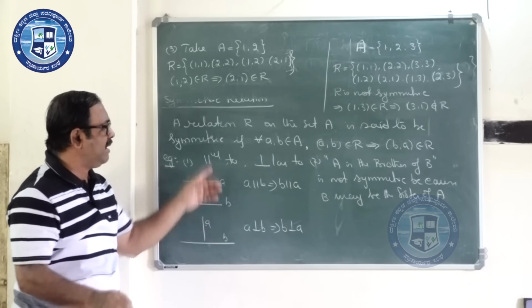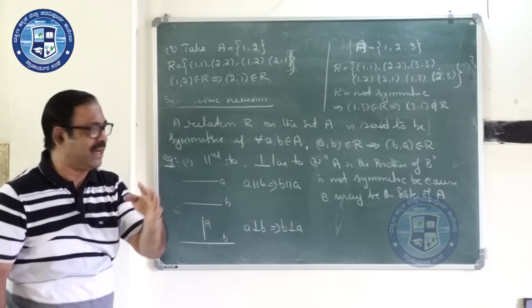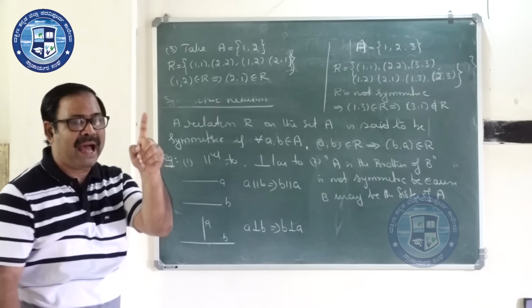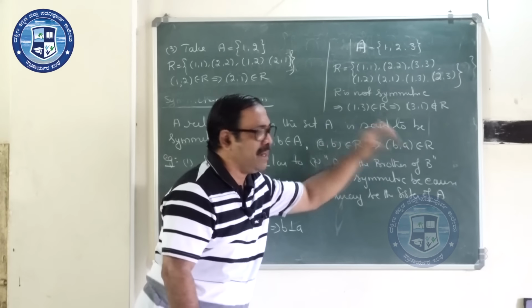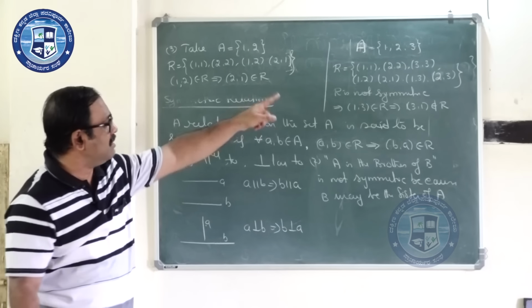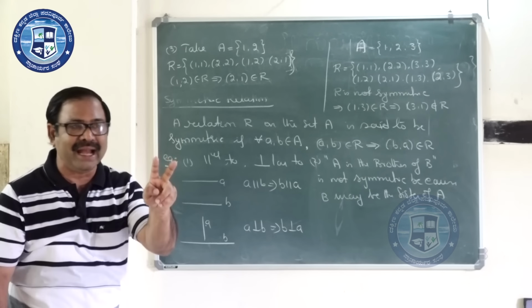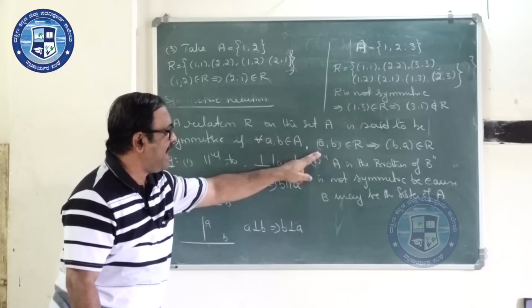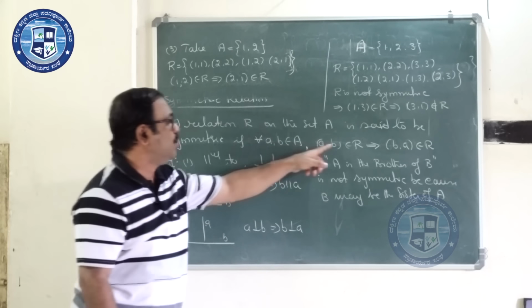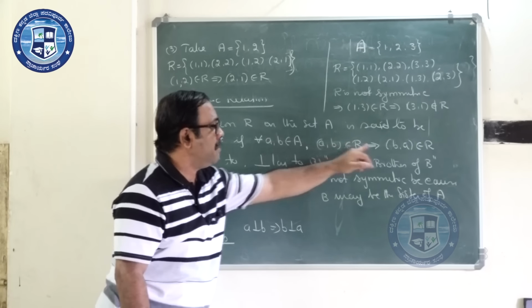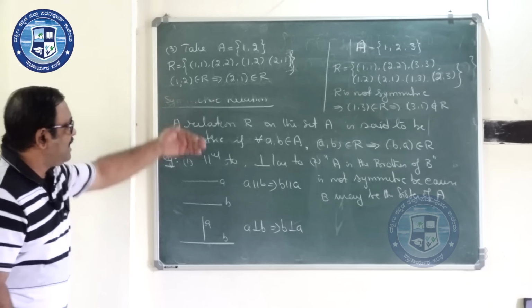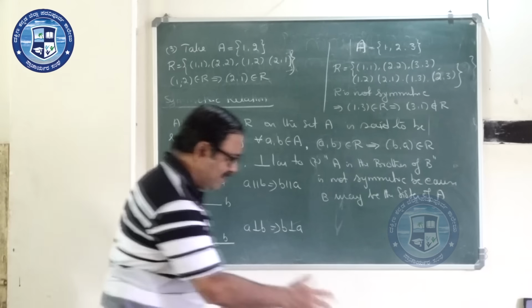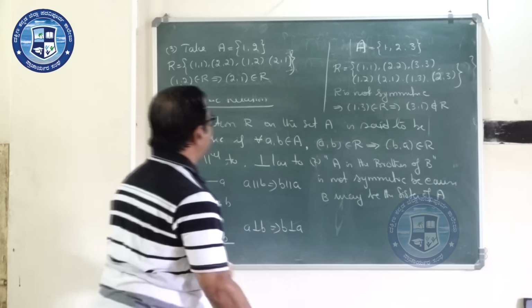So is the idea clear? When you study reflexive relation, I am taking only one element: for all A, A is related to A. When I go to symmetric, I am relating two elements. There is a relation between two elements: A related to B means B is related to A. So with the help of this, let us learn the next type of relation.